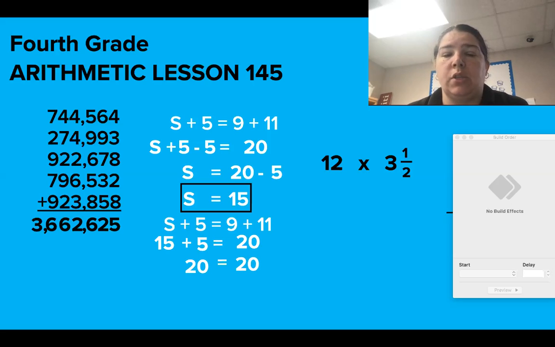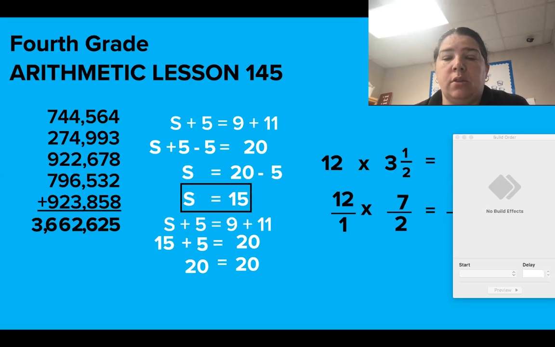Good. The next one has 12 times 3 and 1/2. Remember, we can only multiply fractions, so we need to change the 12 into 12 over 1. And we need to change the mixed number to an improper fraction. We do that by multiplying 2 times 3 equals 6, plus 1 equals 7, and 7 over 2, we keep that same denominator. Now, we could multiply across and then have to reduce, but we want to make it easier. So we want to cancel.